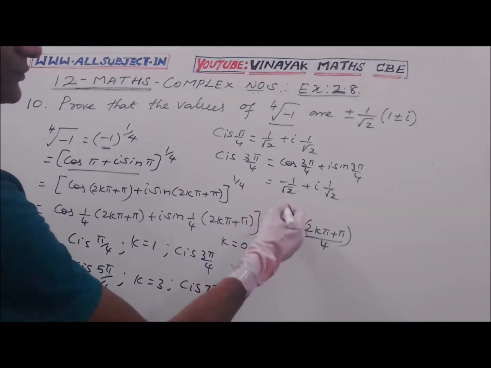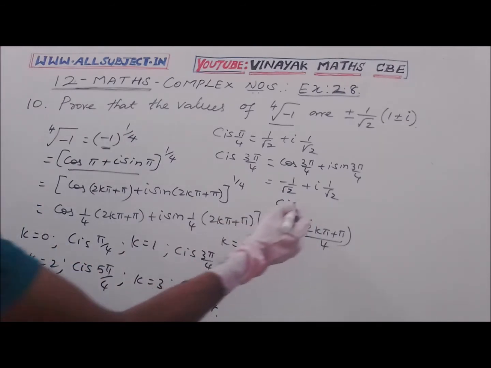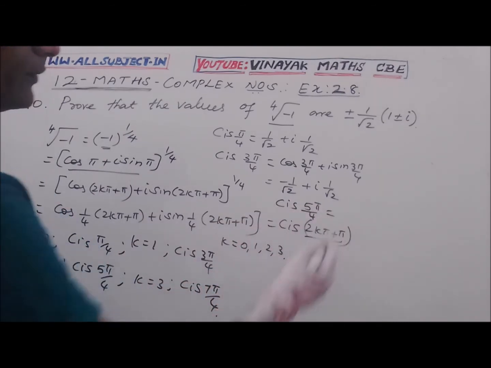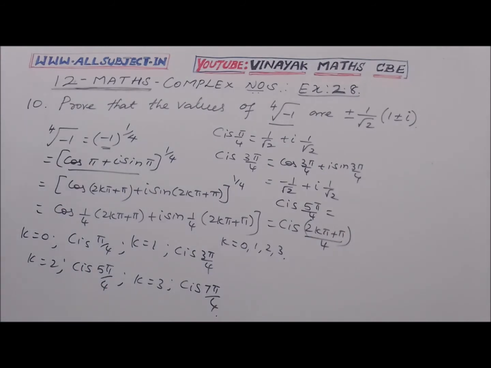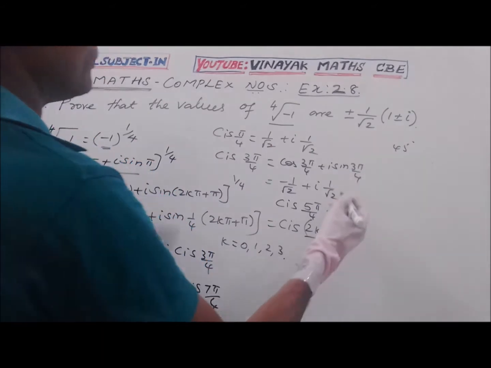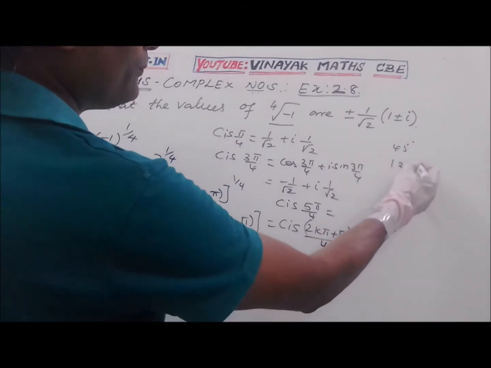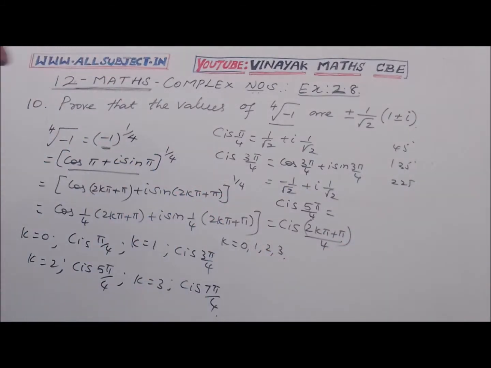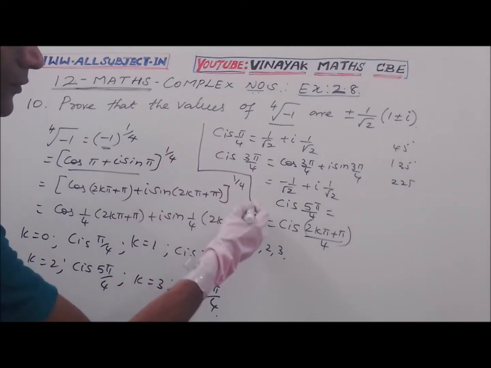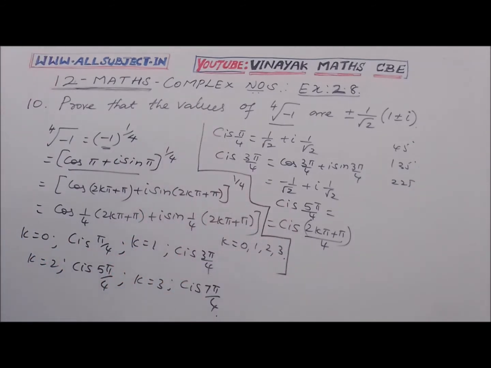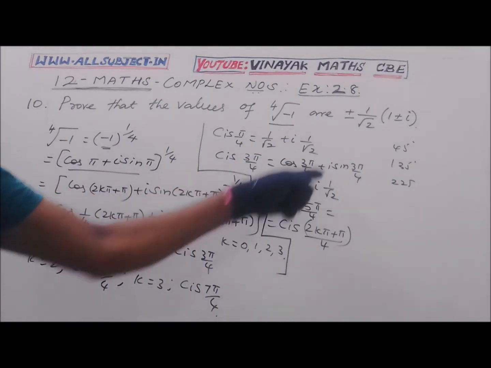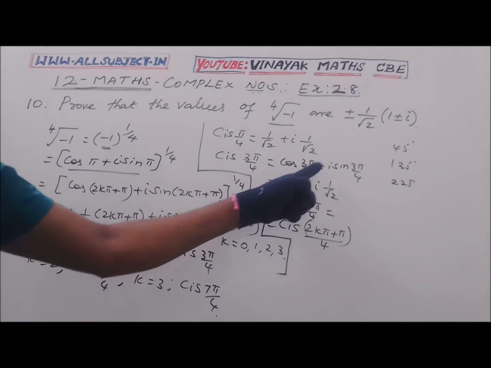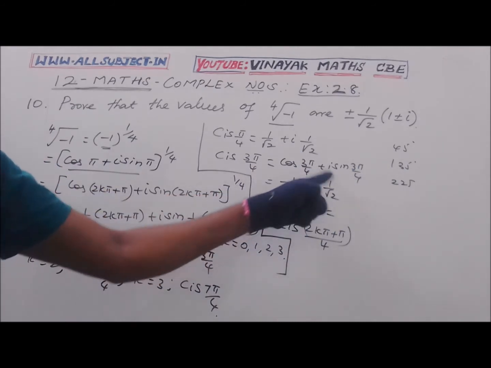Similarly, cis 5 pi by 4, again adding pi by 4. First one is 45, second one is 3 times 45, 135, next one is 5 times 45, 225, and then the next one is 7 pi by 4, 7 times 45. Look here. Now cis pi by 4 is 1 by root 2 plus I 1 by root 2. Cis 3 pi by 4 is cos 3 pi by 4 plus I sin 3 pi by 4, that is minus 1 by root 2 plus I into 1 by root 2.